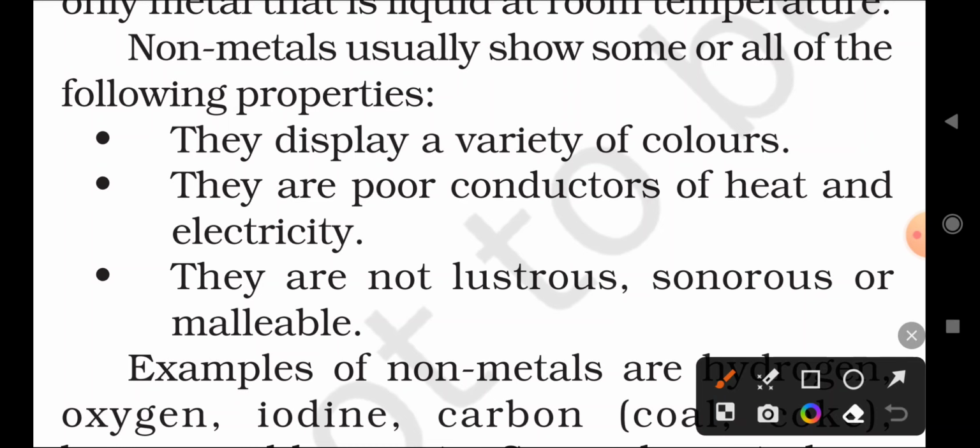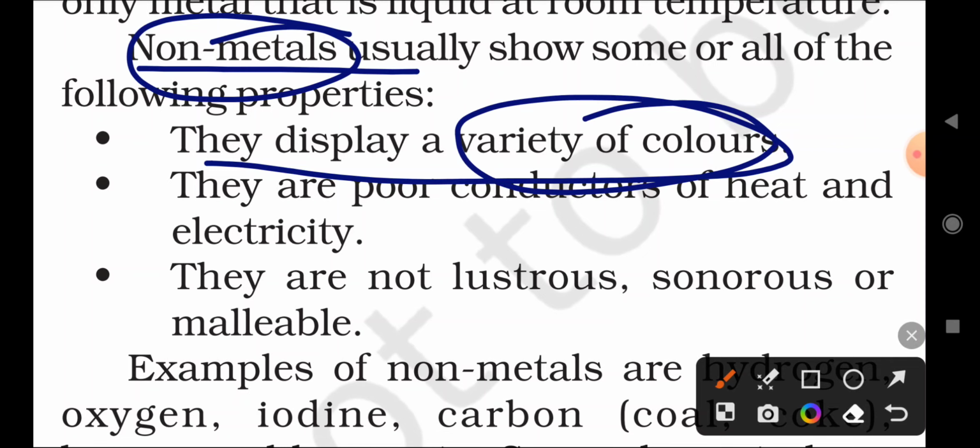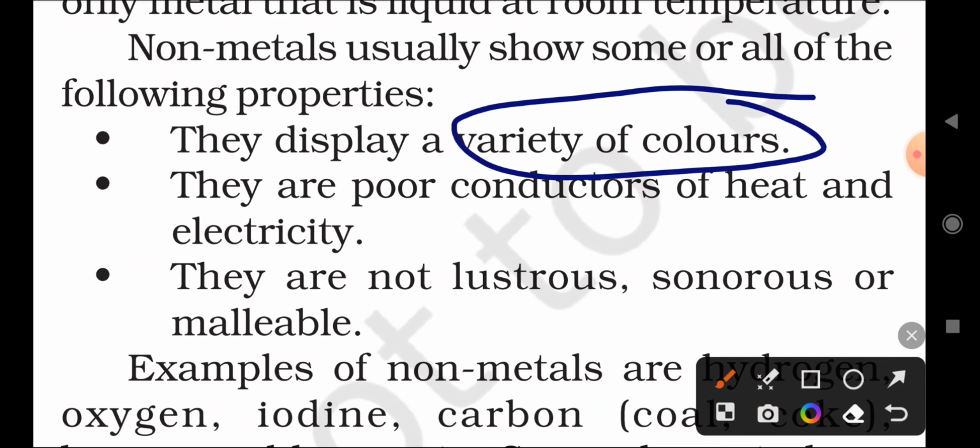Okay, so the next topic is properties of non-metals. Already we learned about properties of metals, and now we are learning about properties of non-metals. Non-metals have a variety of colors. Remember, non-metals are not present in only one type of color, they are present in a variety of colors. They are poor conductors of heat and electricity.